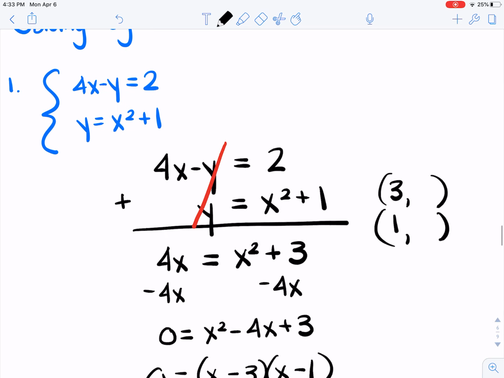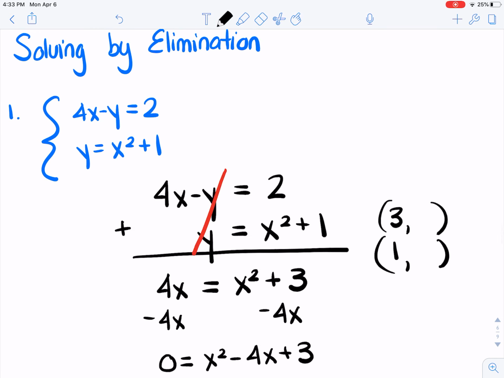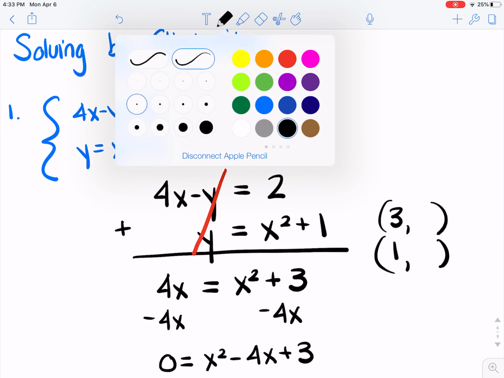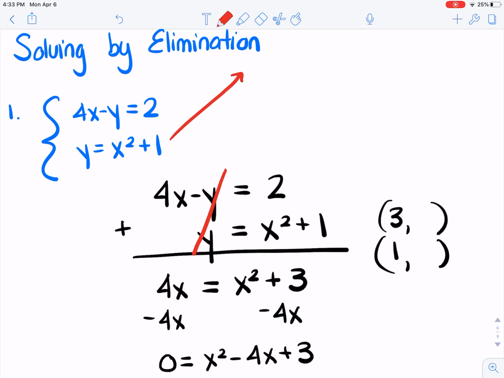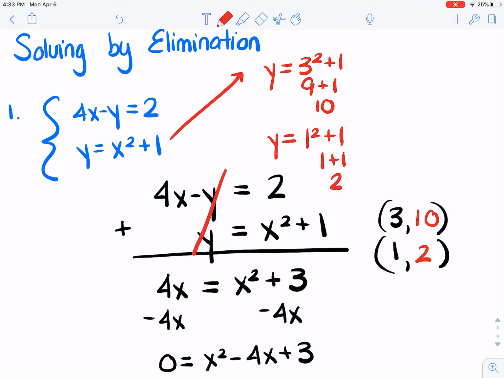So now what I'm going to do is take that 3 and 1 and plug it into either one of the two equations to get the y values. So for this first one, I have y equals 3 squared plus 1. 9 plus 1 is 10. So this first point is at (3, 10). The second one, I have y equals 1 squared plus 1. 1 plus 1 is 2. So those are my 2 points.